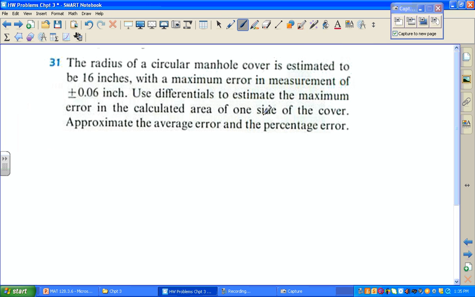31, quiet please. The radius of the circular mountain is estimated to be 16 inches. Maximum area measurement. Okay, guys. All right, is that how you did it? Use differentials to estimate the maximum area in the calculated area of one side.